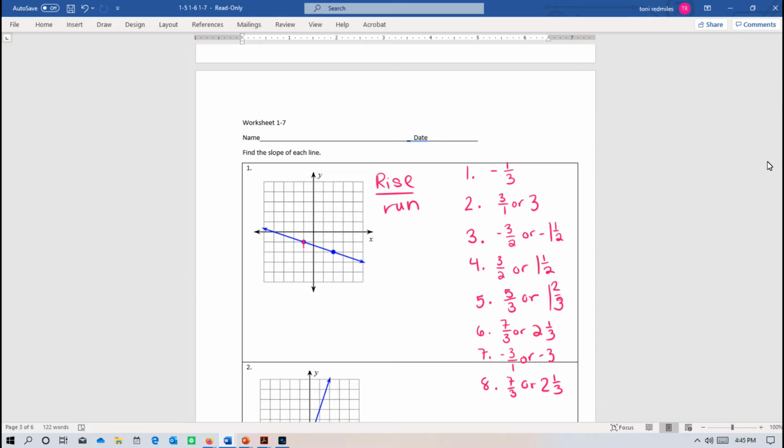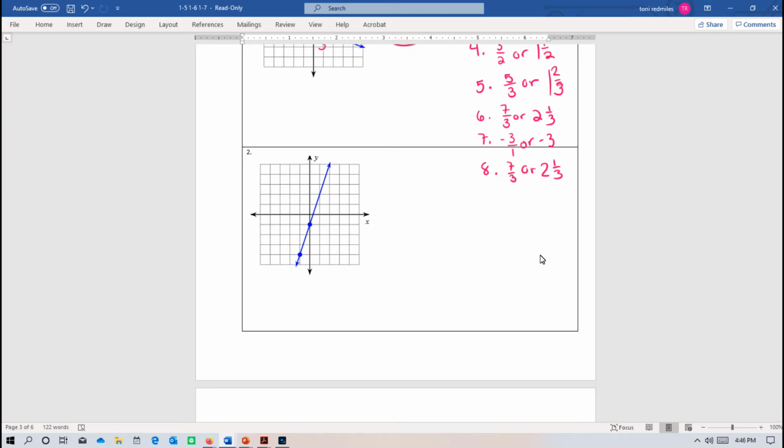So we're going to go down 1, 2, 3, over 3. Now, the next thing I need to say is from left to right, what is this line doing? Well, it's decreasing. It's going down. So this is a negative line, all right? So my rise is 1, my run is 3, and it's going in the negative direction. My slope is -1 over 3.